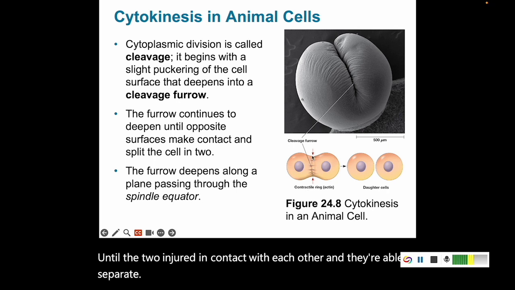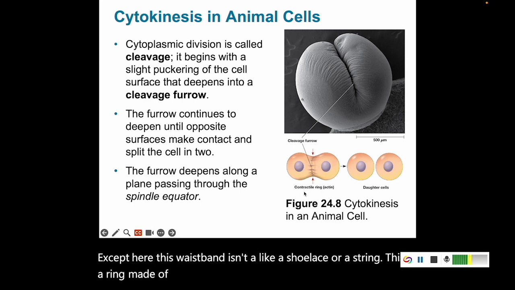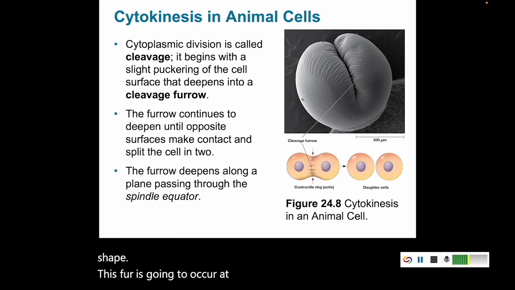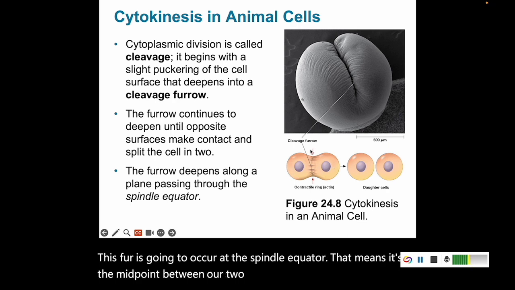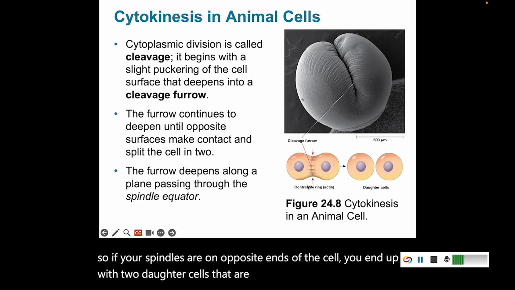Except here, this waistband isn't like a shoelace or a string. This is a ring made of actin, which is a protein involved in giving your cells shape. This furrow is going to occur at the spindle equator. That means it's the midpoint between where our two spindles were. And so if your spindles are on opposite ends of the cell, you end up with two daughter cells that are about the same size.